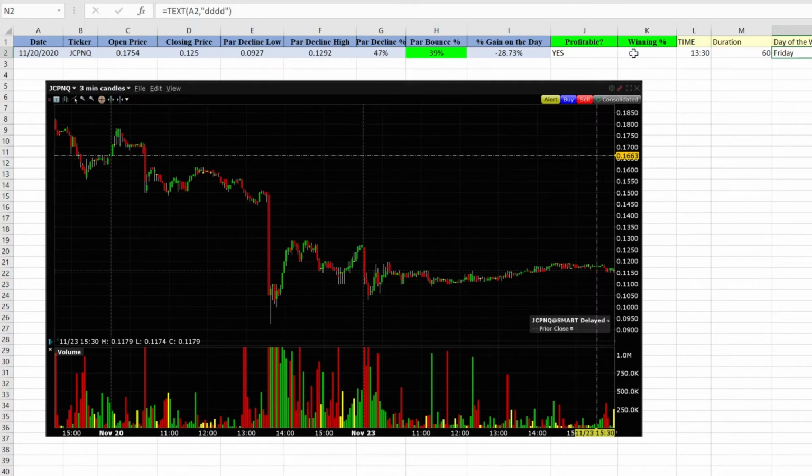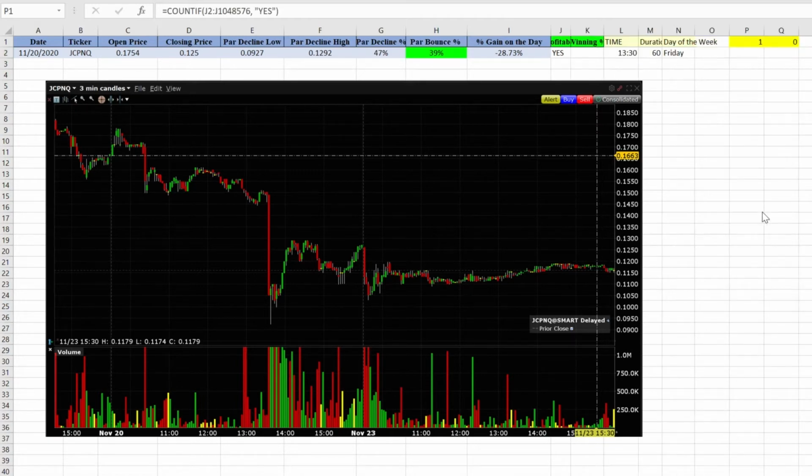Now, later, when you gather more data, you can come up with a formula to calculate your winning percentage, because then you can use the COUNTIFS formula to calculate how many yeses you have in this column and how many no's you have in this column, and then take the positive outcomes and divide it by total outcomes, and then you have your winning percentage.